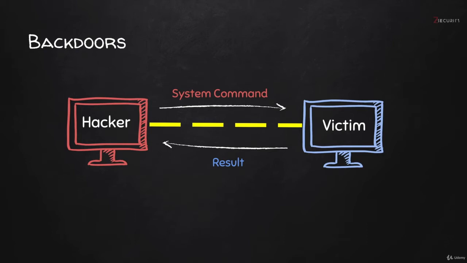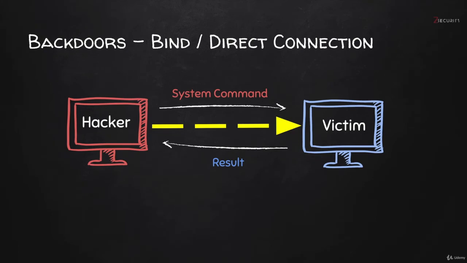Now, there are a number of ways to establish a connection between two computers. The two most common ways are to use a direct connection or a bind connection, and you'll actually see this even with backdoors generated using other programs like Metasploit and Empire. So I even talk about this in my other courses.